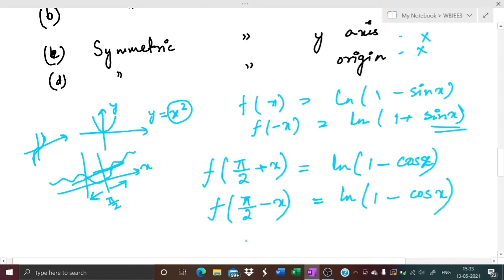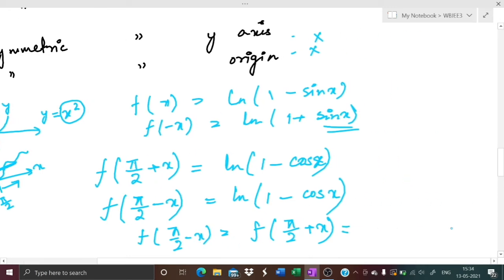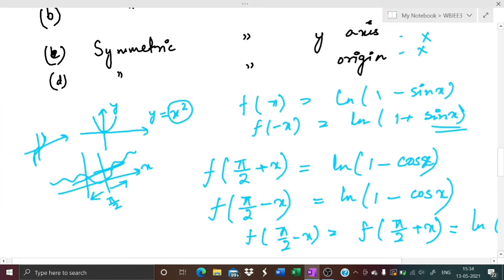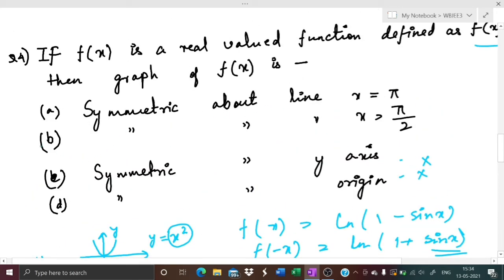So I can see that f of pi by 2 minus x is equal to f of pi by 2 plus x. If I put some value of x, the same thing will come, because both of them are equal to ln of 1 minus cos x. So if I put some value of x, it will give me the same value. That means for the line pi by 2, on the left side as well as on the right side, you will get the same values of the function. So I can say that my graph is symmetric about the line x equals pi by 2.